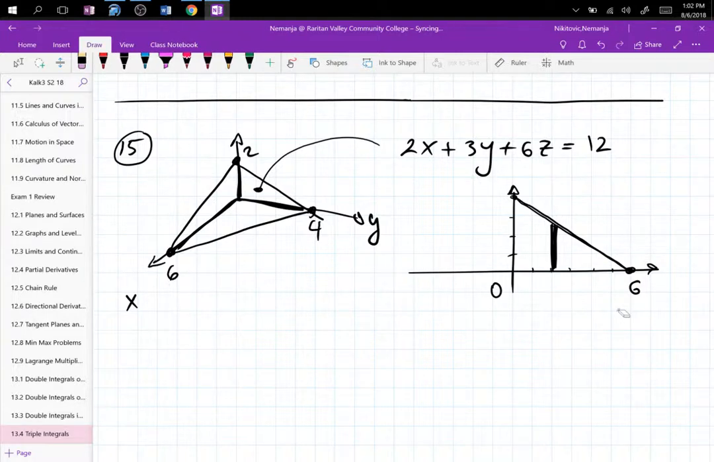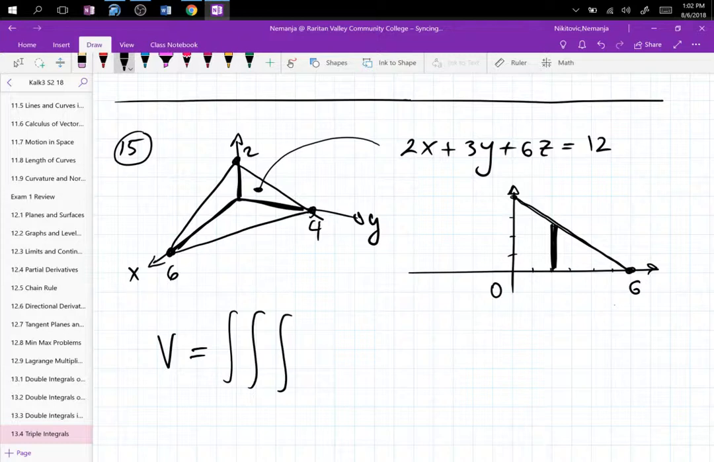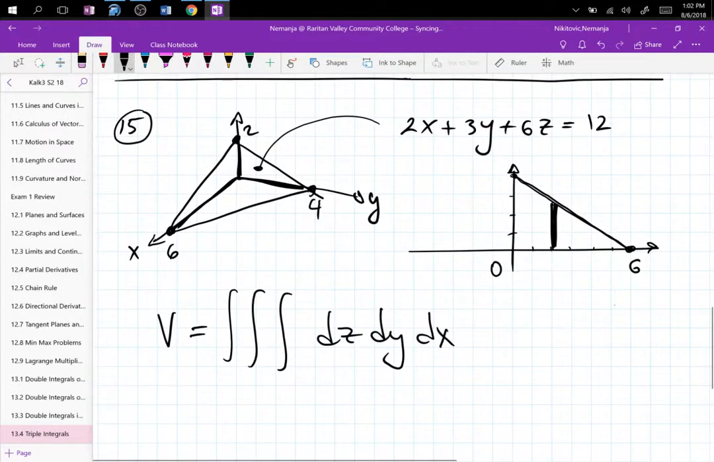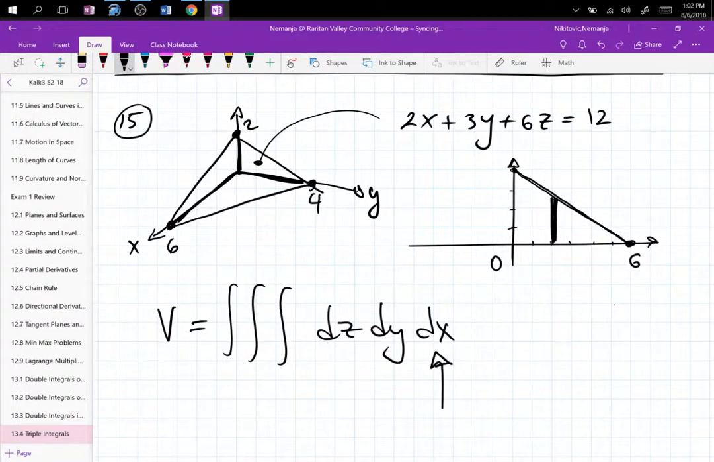So here we go. I'm going to now start this volume integral and say I have a triple integral here. I have nothing inside. I'll go dz, dy, dx. And now, since dx is my anchor, I have 0 to 6 on the outer limits. And now I have 0 to the top of this, which is sitting on this linear line. A linear line is y equals negative slope.